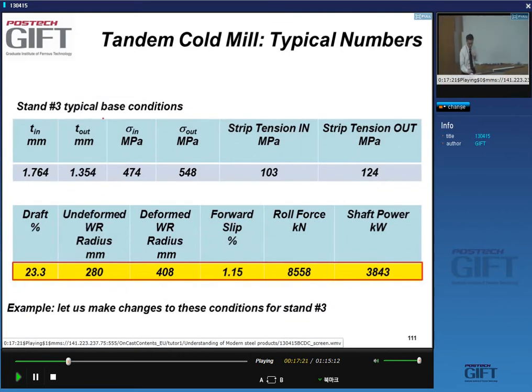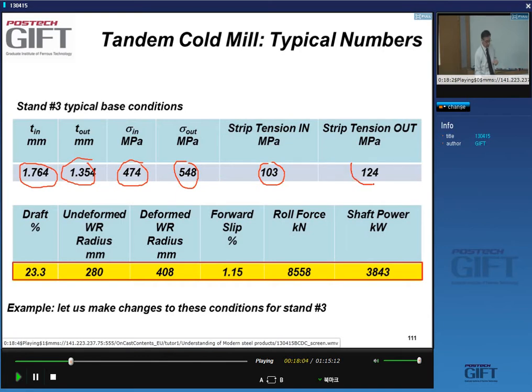So these were typically base conditions. Obviously the base conditions are the conditions where we are working in regime. We have a strip that comes in, for instance, at this thickness, 1.764 millimeter, and the out thickness is 1.354 millimeter. The strength of the material when it comes in, strength when it comes out, the tension in the regime, the back tension and the front tension. So these would be the conditions that correspond with a reduction of 23%.